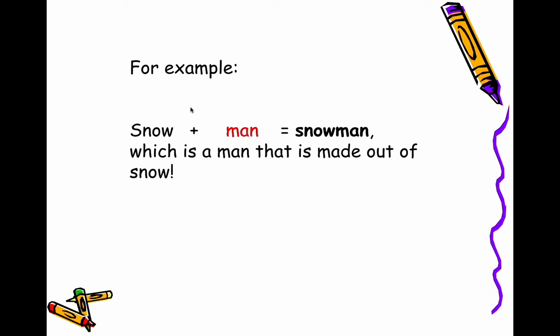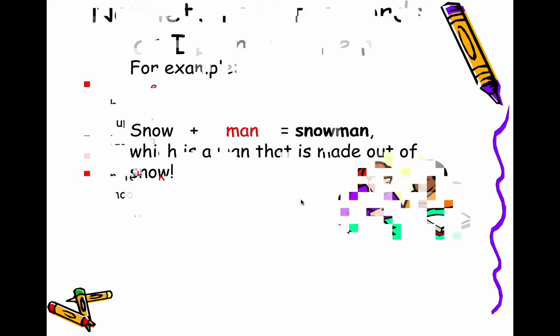Okay? For example, snow plus man equals snowman. Kind of like a little math equation, okay? So snow and man are both separate words, right? We know what snow is, okay? When we go outside and it's really cold and it's raining, it turns into snow, right? Okay? And we know what a man is. A man is a grown-up boy, right? So what is a snowman? It's a man that is made out of snow. So you see it has 2 words within it, snow and man, and it has a new meaning when we put those words together. Okay, so that's a compound word.